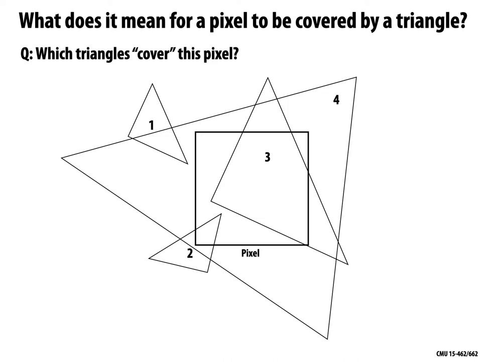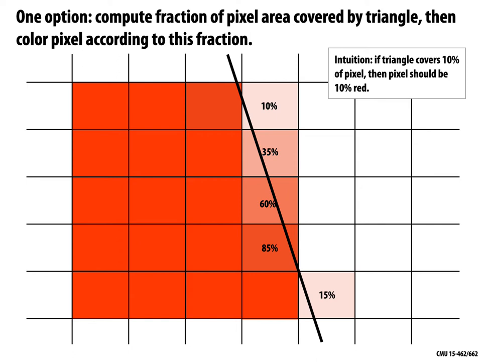And maybe what this tells us is, yeah, maybe we need to refine a little bit our description of the output. So instead of just recording a binary value, yes or no, maybe one option is to say, really what we want to know is the fraction of the pixel area covered by the triangle. That seems like useful data. If we know what fraction of each pixel is covered by the triangle, then we can adjust the brightness of that pixel according to this fraction. So if a triangle covers 10% of a pixel, it should be 10% red. If it covers 60%, it should be 60% red, and so on.